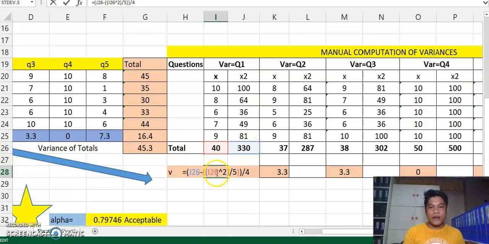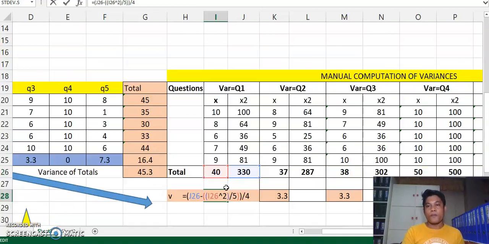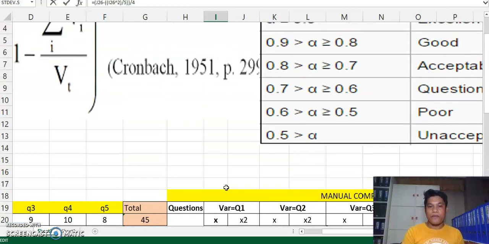Minus summation of x, then square. So the summation of x is 40. So this symbol means square of 40 over 5. Why 5? Because our respondents here are 5 only. So over 5, all over 4. Why 4? Because our denominator is n minus 1. So you have to put this in the parentheses to perform whichever should be performed first mathematically.